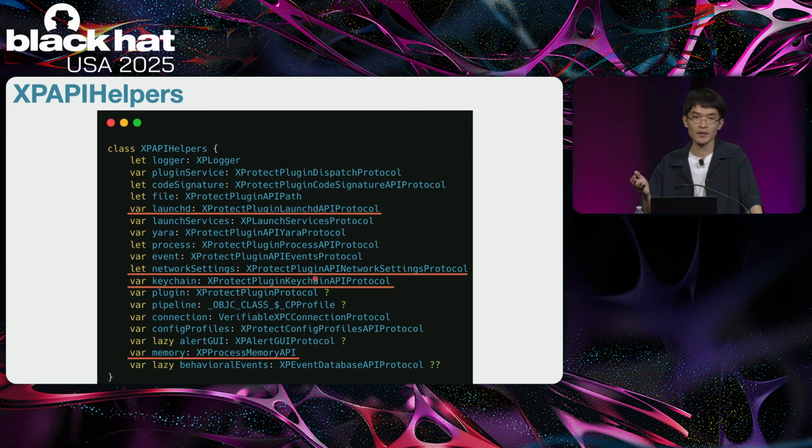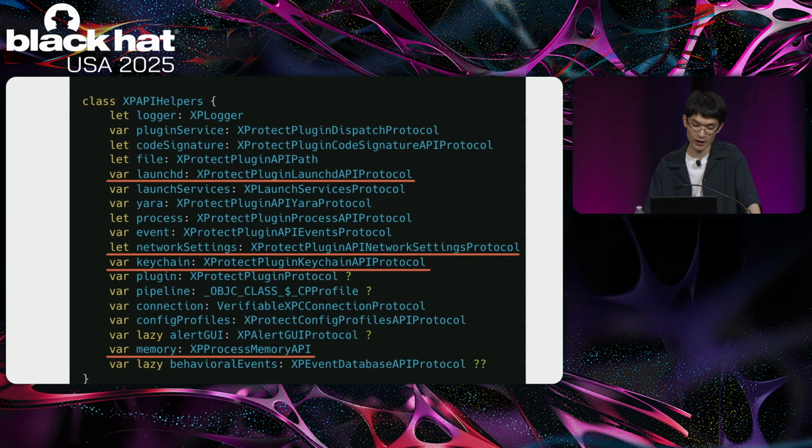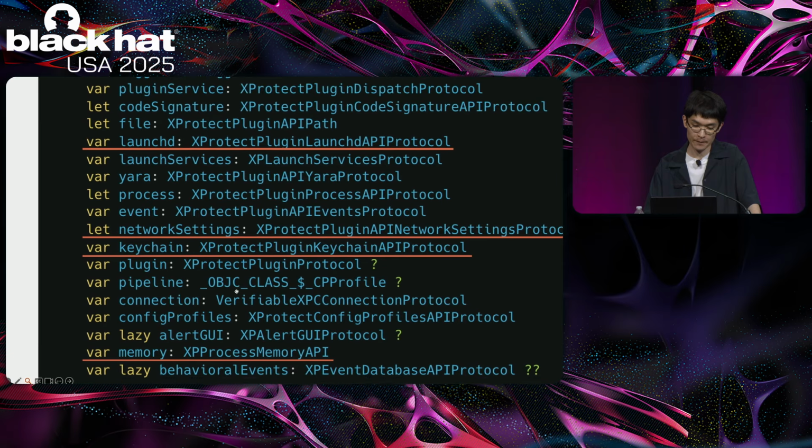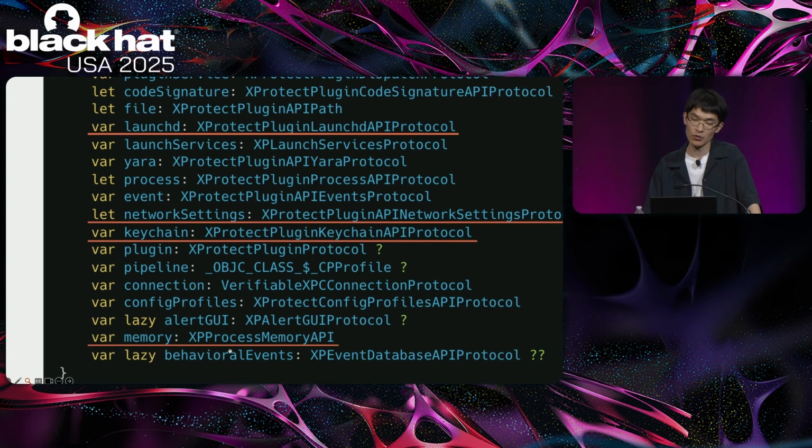It provides access to various types of system information. Its capabilities are largely self-explanatory based on its property names. For example, it provides access to launch services, network settings, keychain, and contents of process memory, etc.